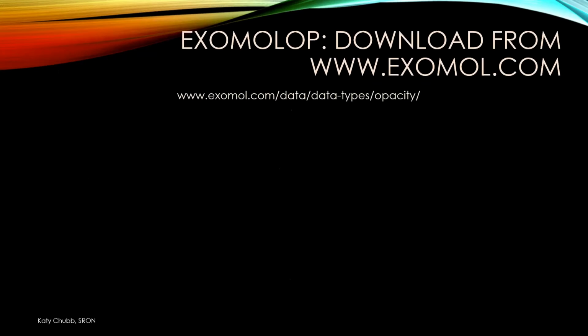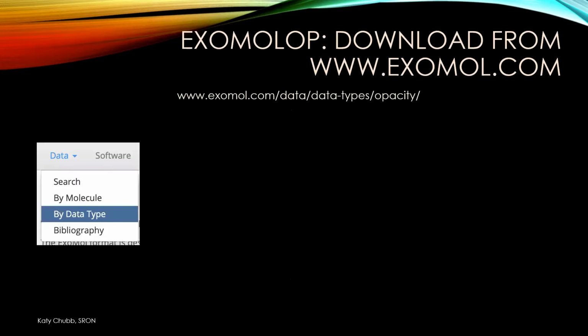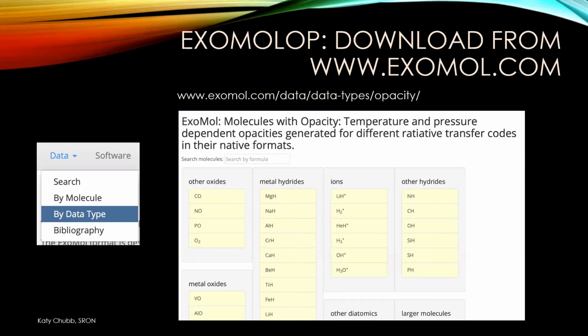Before I go on to talk about some examples of retrievals which use this data, and then about the different data suitable for high resolution observations, this is just a quick note on how to access all the data that was computed for the ExoMol OP database. It is available on the ExoMol website, and you can search by going to data, data type, opacity, and then click on the species that you're interested in.